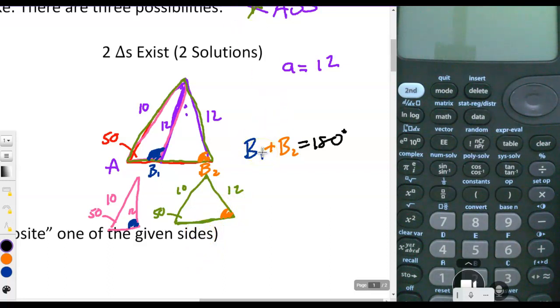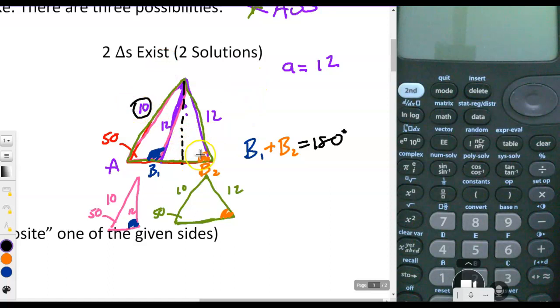Two solutions happen when this value, this 12 I just picked out, is somewhere between the height of the triangle. If I drew a height here, it's a little bit bigger than the height, right? Because if it's smaller than the height, then there's no triangle. But if it's the same as the height of the triangle, a little bit bigger than the height of the triangle, but smaller than this diagonal, that's when you get the two solution thing going on.